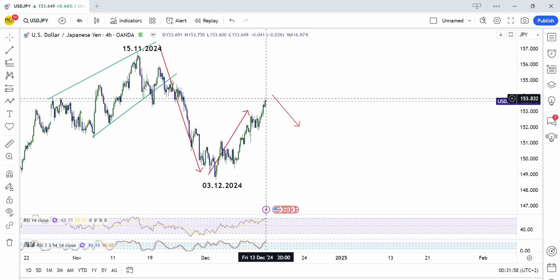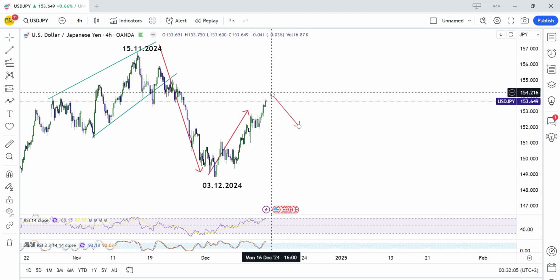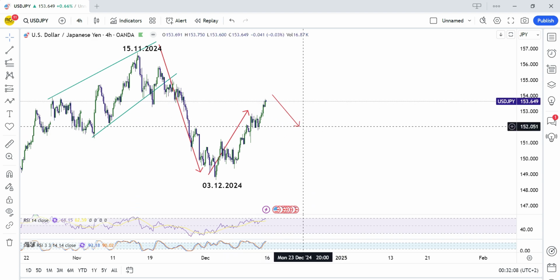So overall, we do not like to trade this pair at the moment because it can get sideways. This is the expectation heading into the next week, some sort of a reaction to the downside.